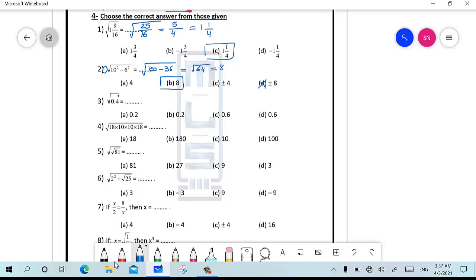Number 3, the square root of the recurring decimal 0.4. The recurring decimal 0.4 is 4 over 9. So I'm finding the square root of 4 over 9. Square root of 4 is 2. And square root of 9 is 3. So 2 over 3, which is equal to 0.6 as a recurring decimal. Just put here a dot above the 6 and choose number D as the correct answer.